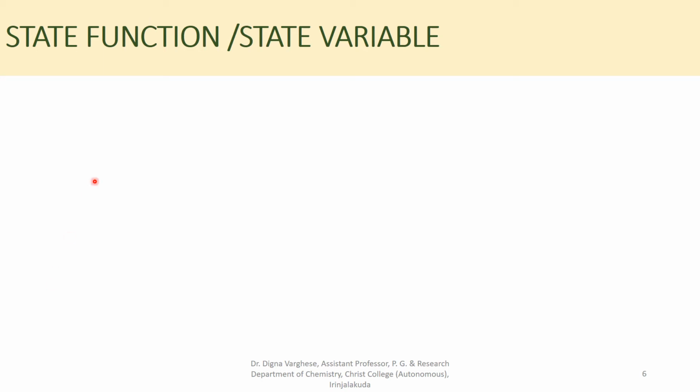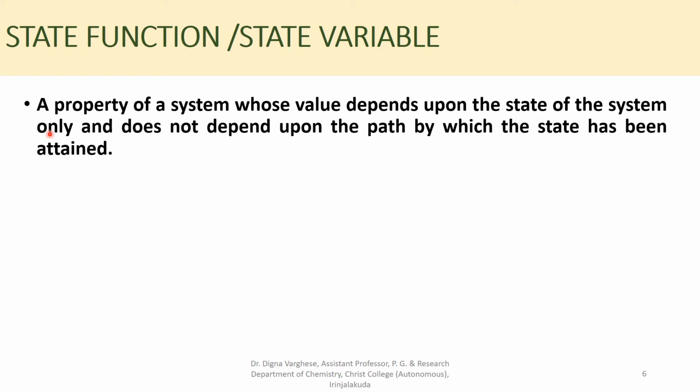State function or state variable: a property of a system whose value depends upon the state of the system only and does not depend upon the path by which the state has been attained. For example, if we take water in a glass, the initial state of the system means the initial volume is V1. After some time, it changes its volume to V2. A system is defined by thermodynamic variables like pressure, volume, temperature. If any one of the variables changes from its initial state to final state, then the system changes its state.